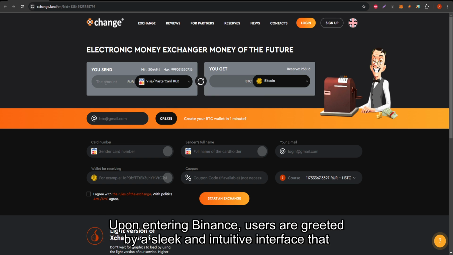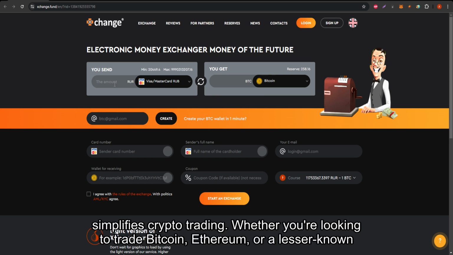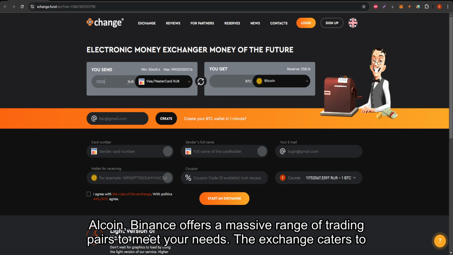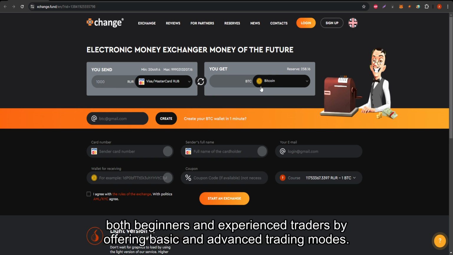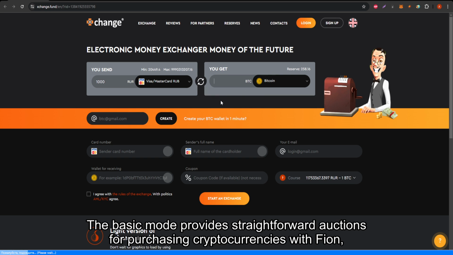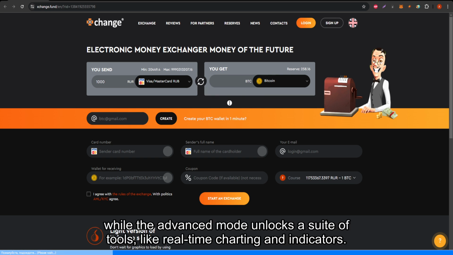Upon entering Binance, users are greeted by a sleek and intuitive interface that simplifies crypto trading. Whether you're looking to trade Bitcoin, Ethereum, or a lesser-known altcoin, Binance offers a massive range of trading pairs to meet your needs. The exchange caters to both beginners and experienced traders by offering basic and advanced trading modes. The basic mode provides straightforward options for purchasing cryptocurrencies with fiat, while the advanced mode unlocks a suite of tools like real-time charting and indicators.